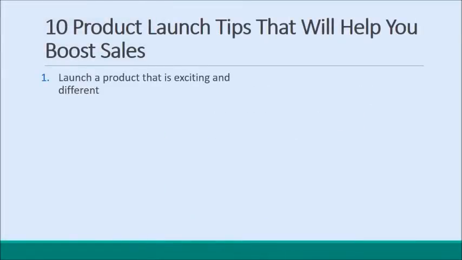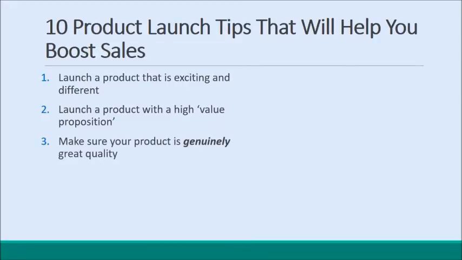1. Launch a product that is exciting and different. A product that is exciting and different will be much easier to build interest and intrigue around. Why should people care about this product? 2. Launch a product with a high value proposition. In other words, how does your product change lives? 3. Make sure your product is genuinely great quality. A few bad reviews can stop your product launch dead in its tracks. 4. Give yourself time to test your funnel. Make sure that the checkout works and all your links work, etc., before you take your product live.